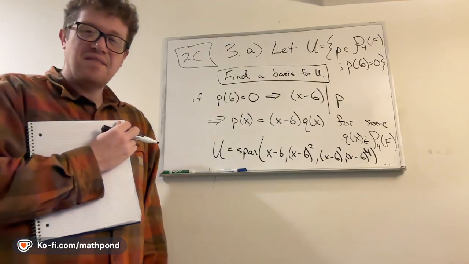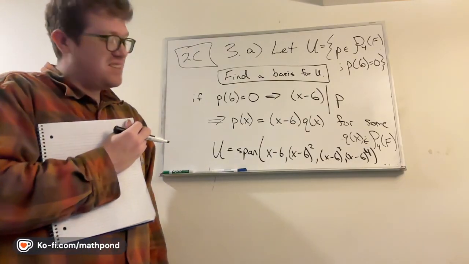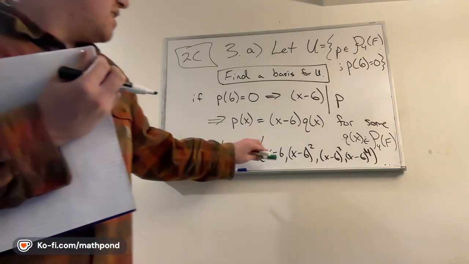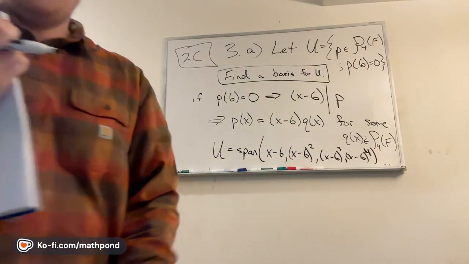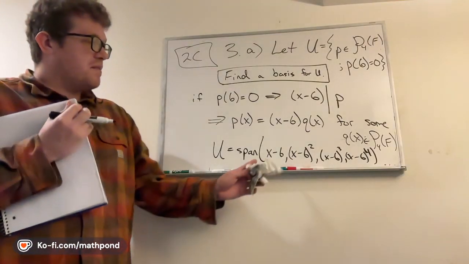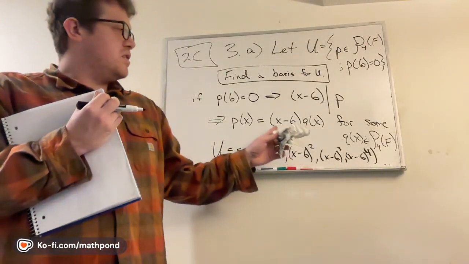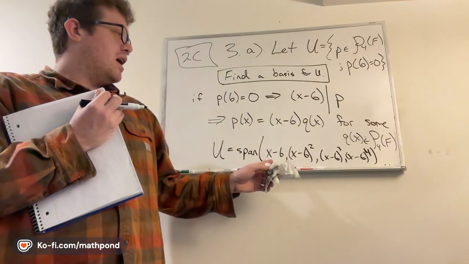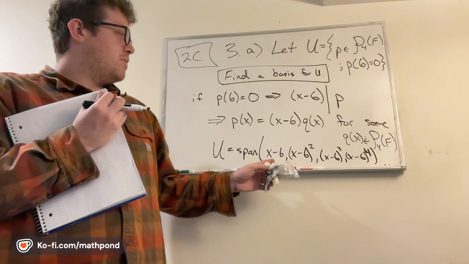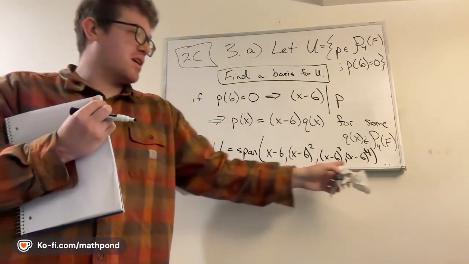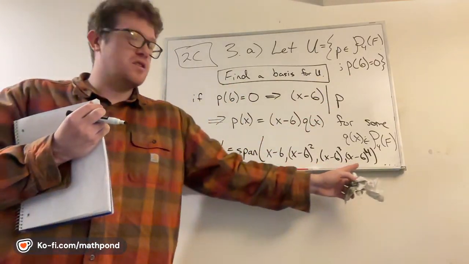I feel like it's obvious. Maybe we should write it out. So it's definitely a spanning set because you can just keep dividing out by x minus 6. You can show that if p of 6 is 0, then it has to be some linear combination of these. There's no other option.